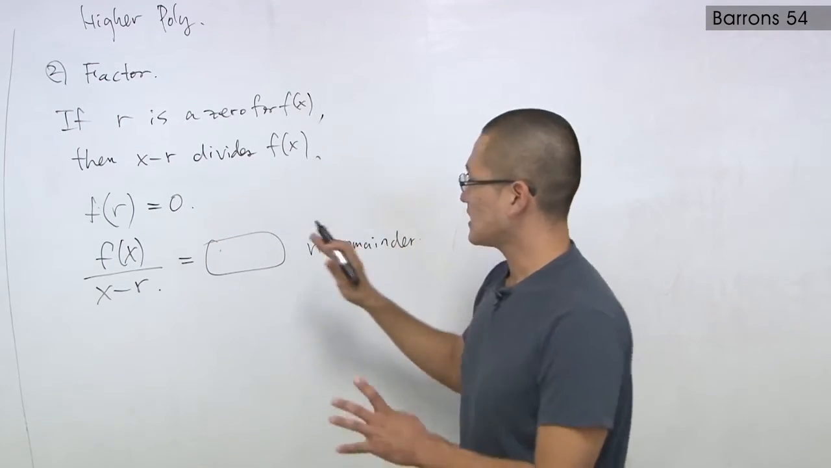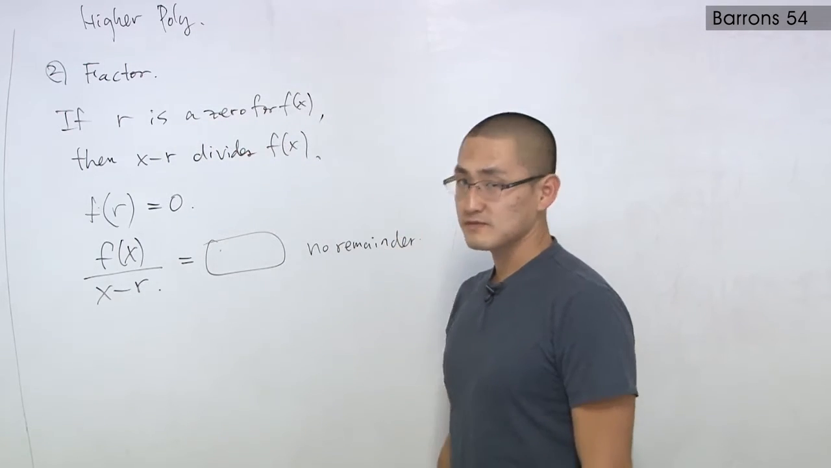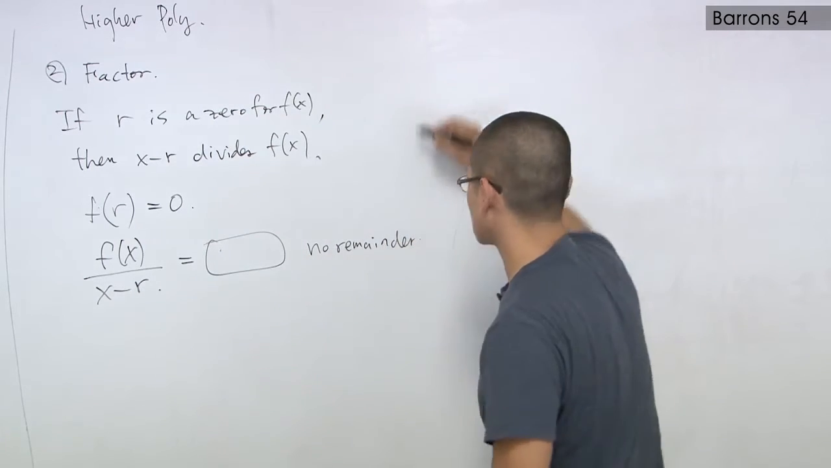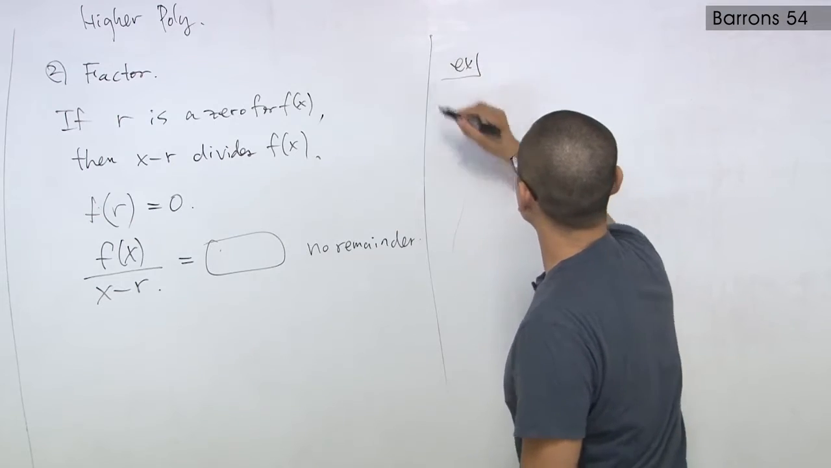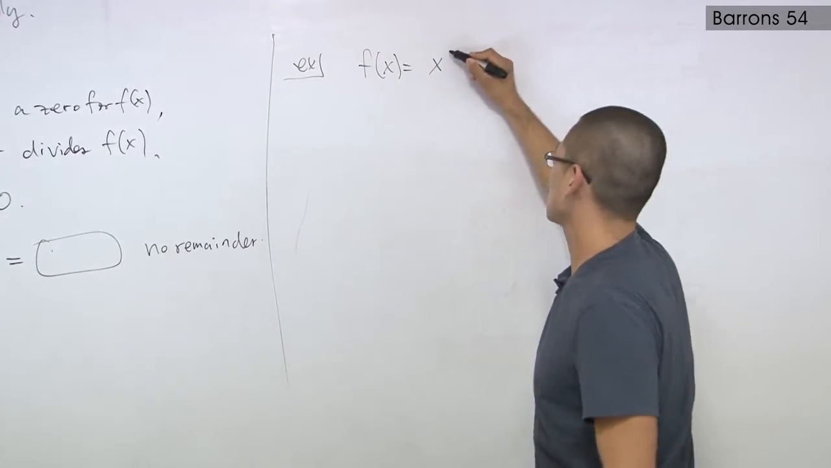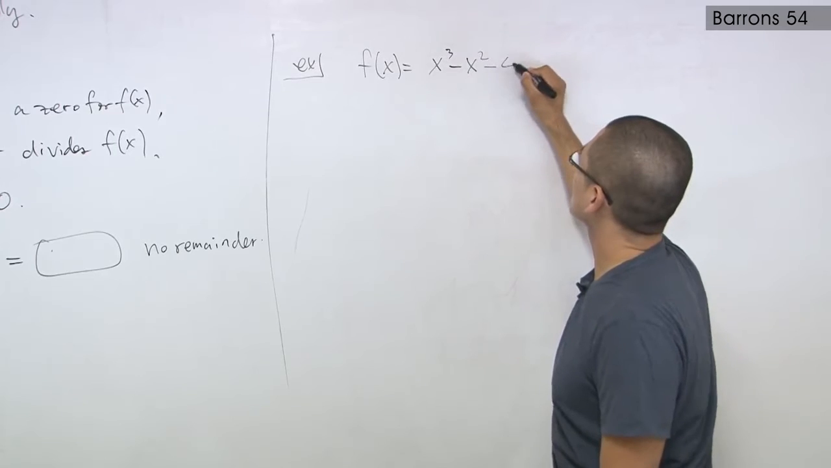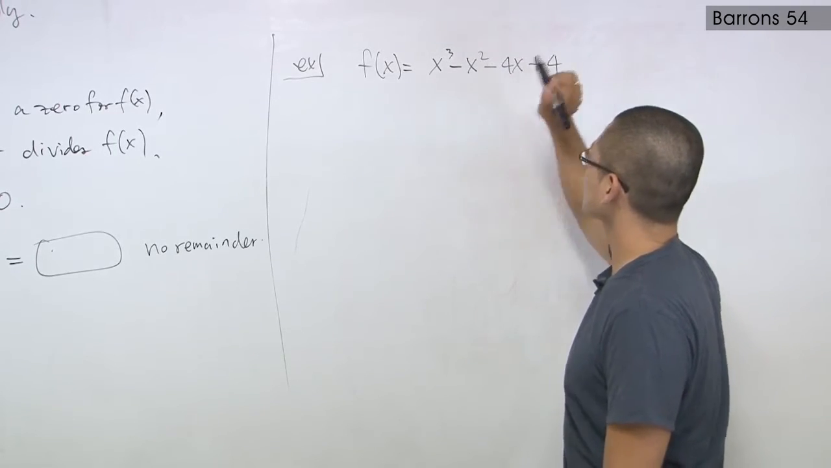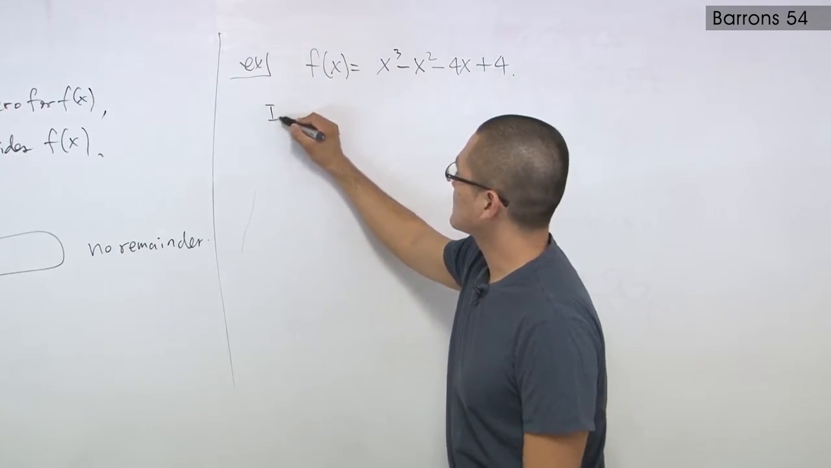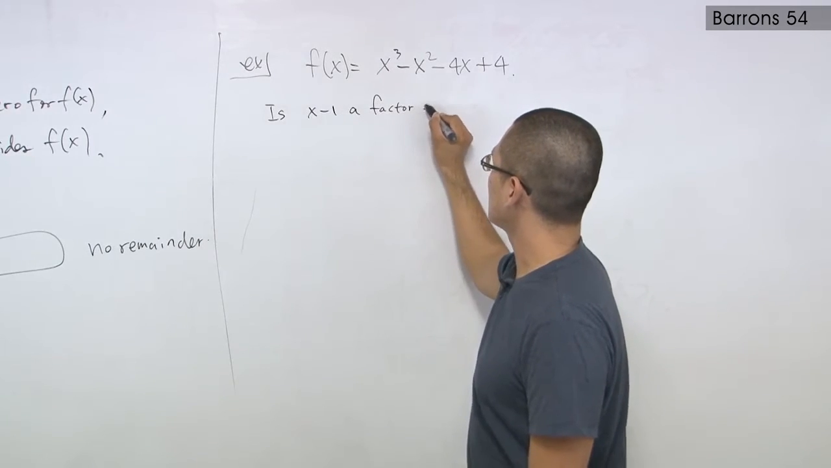You could change this sentence this way. If r is a 0 of f of x, then x minus r is a factor of f of x. So let's do an example. I think it'll be better to give an example. Let's say we have f of x given as x cubed minus x squared minus 4x plus 4. Okay, something like that. And then let's ask ourselves, is x minus 1 a factor of f of x?